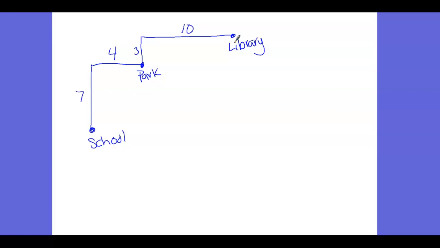Okay, so the zoo is 8 miles south. So from the library, where do I go? Down 8 miles, so 8 units. And then it is 5 units east, right? So then I go 5 to the right. And that should be the zoo.